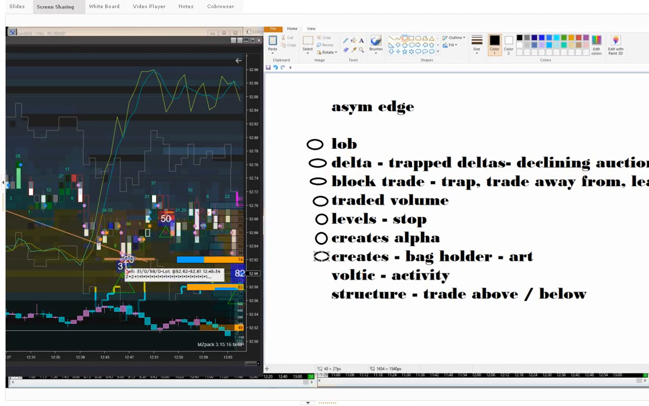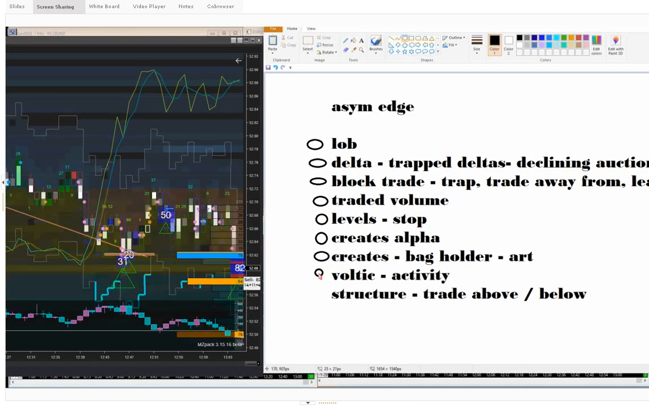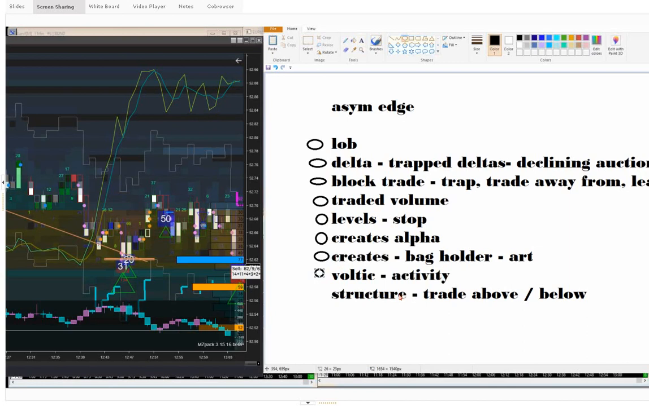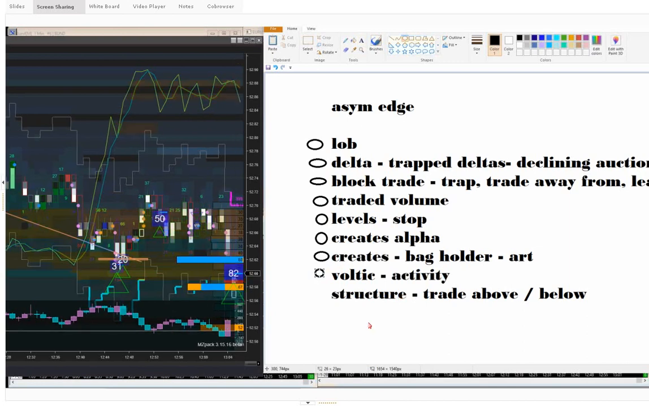Was there a Voltic? I don't have Voltic on this chart, so I don't know what the answer to that question is. Was it structural? Did we see that there were buyers above the market, for example? We can see buyers above the market here.